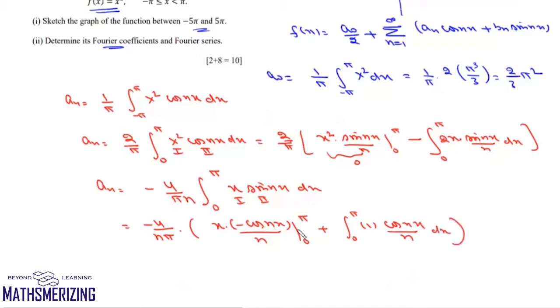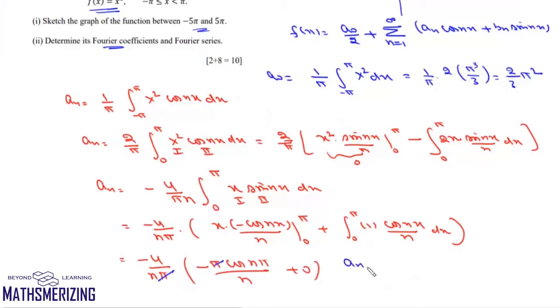Now we'll put the value of x in this one, so it will be minus 4 upon n pi cos n pi by n. Now when x is 0, this expression is 0, and here it is integral of cos nx, which will be sin nx, and sin n pi is 0, so the second part will be 0. Now here pi and pi will cancel.